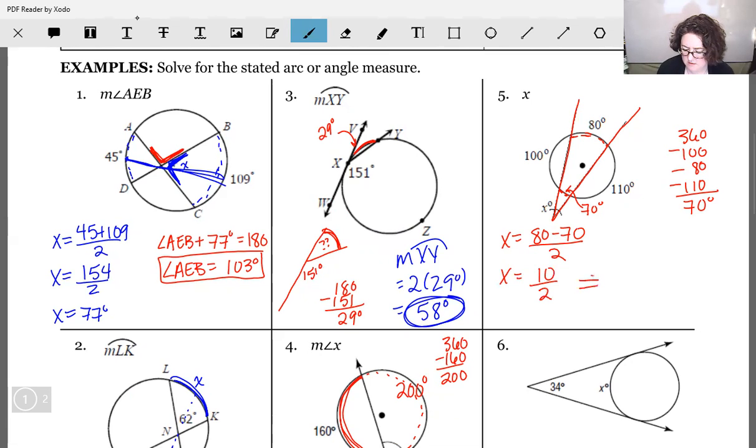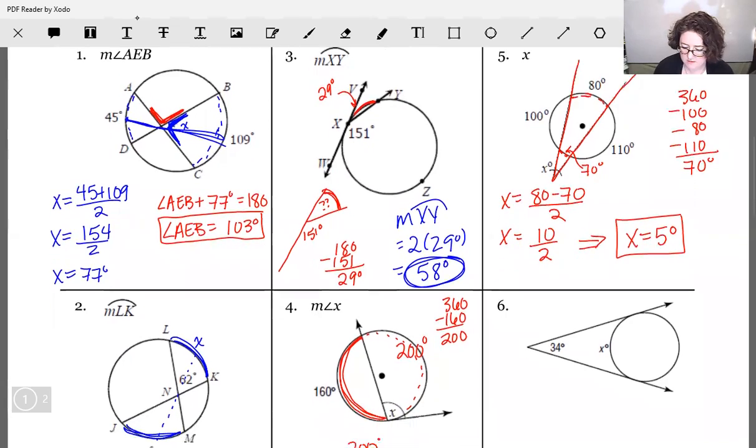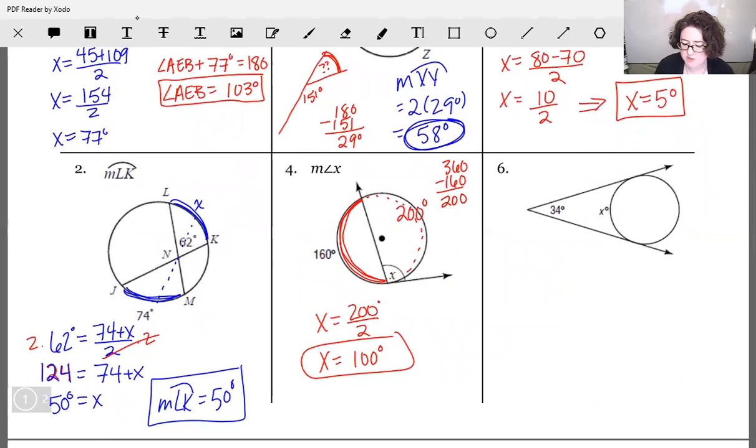So wait a second. We have a very small angle. X equals 5 degrees. And again, we kind of knew going into this that this was going to be a really, really small angle because look at the size of it. Look how narrow that angle is, how little space is actually in between the sides. So it makes sense with the problem. Alrighty. Then we look at number 6.